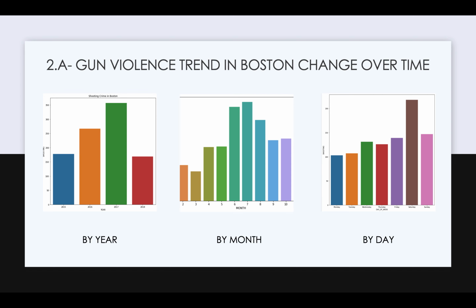We can see 2017 has the most gun-related cases, a little different compared with the previous plots. You can see June and July have the most gun-related cases. And one thing to notice here is by day, you can see Saturday and Sunday have the most gun-related crime. That tells us that gun-related crime is more likely to happen on the weekend, so the police department may want to consider that.